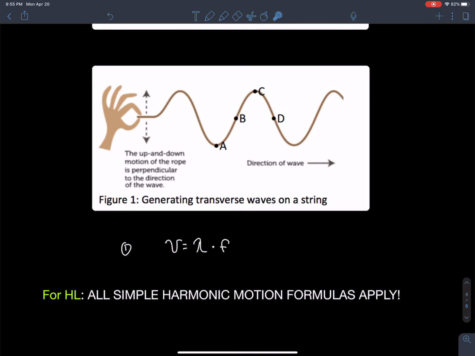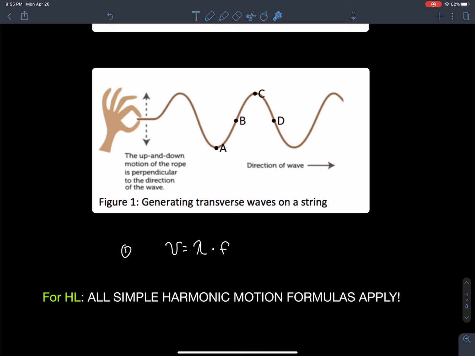Now for higher level students, there's a lot more that we can do. So standard level, you just have to be able to answer this wave equation type of situation here and calculate the speed of the wave and whatnot. But for higher level, we look at transverse waves as the individual particles in that string causing the wave. So these particles are moving up and down. They're oscillating about an equilibrium position, just like we did for simple harmonic motion. So all the equations we looked at in simple harmonic motion apply.